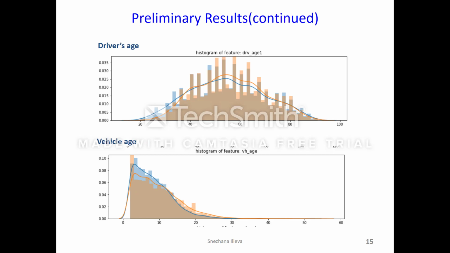This is a distribution of driver's age. As we can see, the blue line reflects the claimant population and the orange line reflects the non-claimant population. It is slightly higher for the non-claimant population the younger the driver is. For the vehicle age, we see a difference again, with people whose automobile is newer more likely to submit a claim than those whose automobile is older.